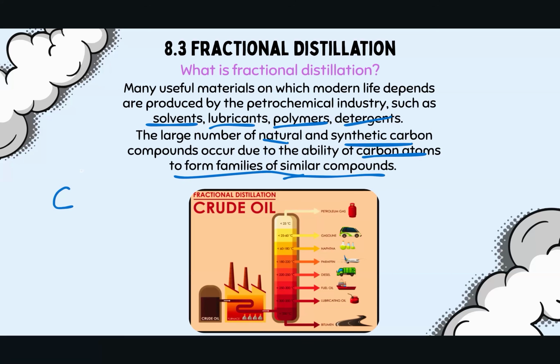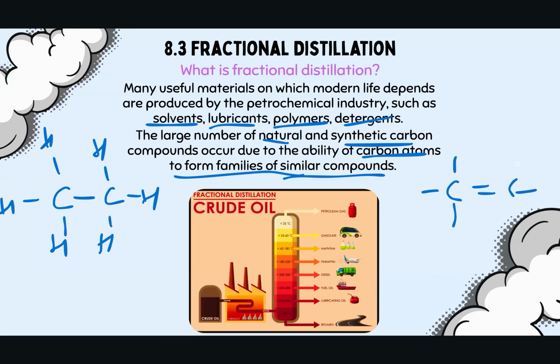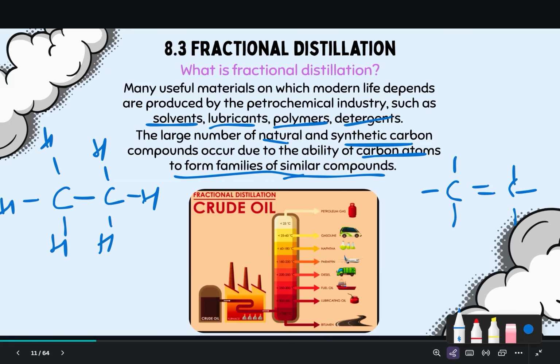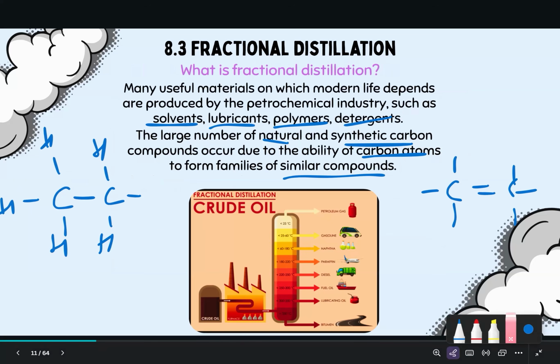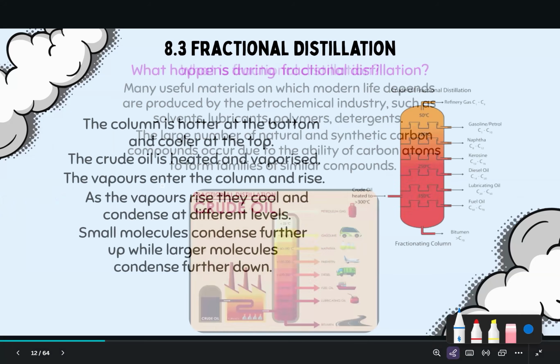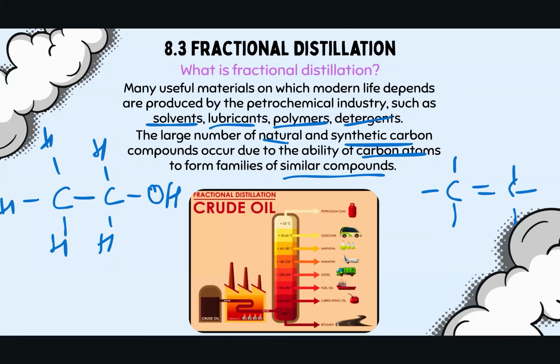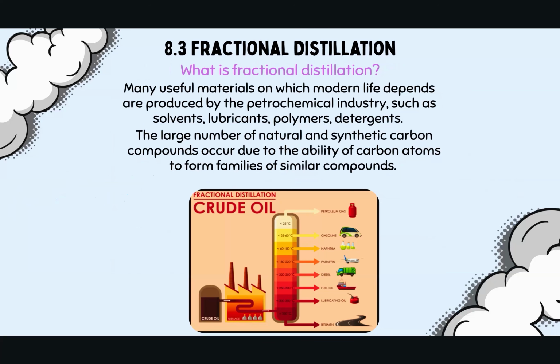So if you've got a hydrocarbon that's made of only single bonds, we call that an alkane. If you've got one that's got a double bond, we call that an alkene. If we remove this hydrogen just there and we put an OH group, all of a sudden we have an alcohol group. So carbon atoms have this ability to form families of similar compounds.